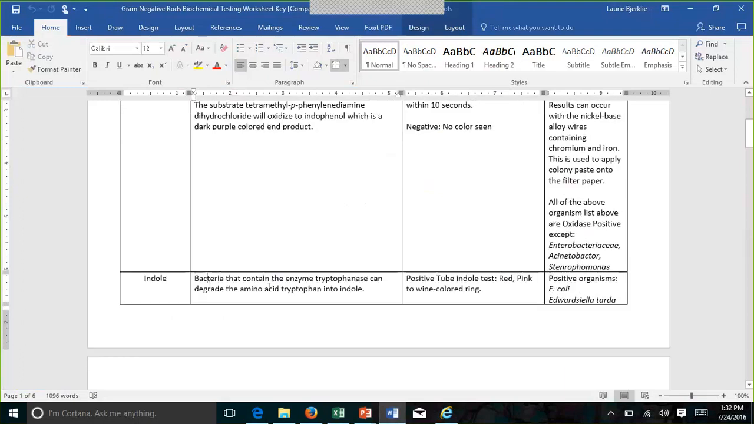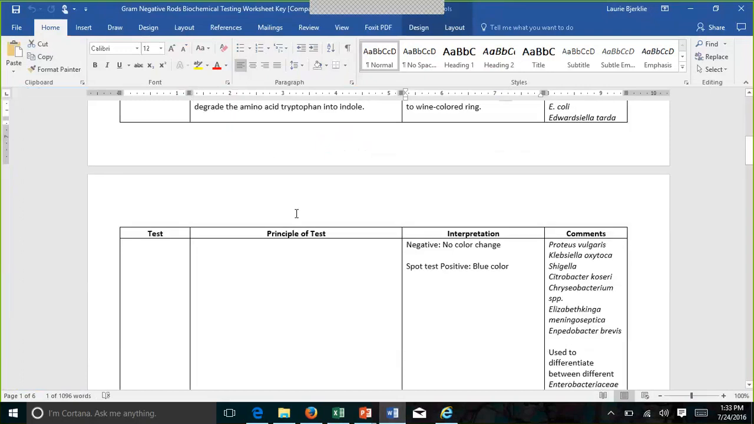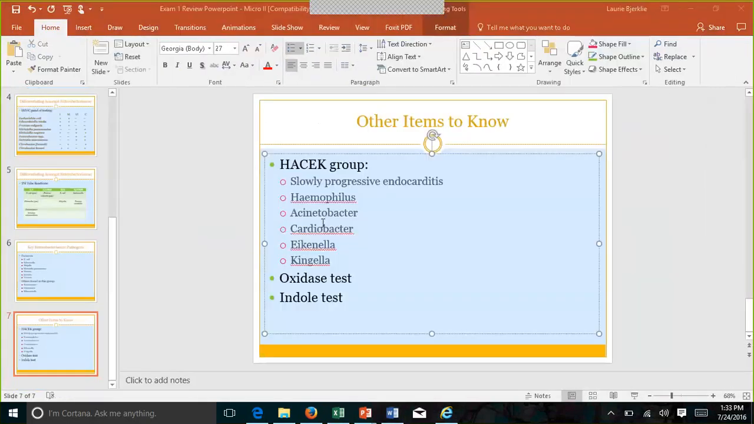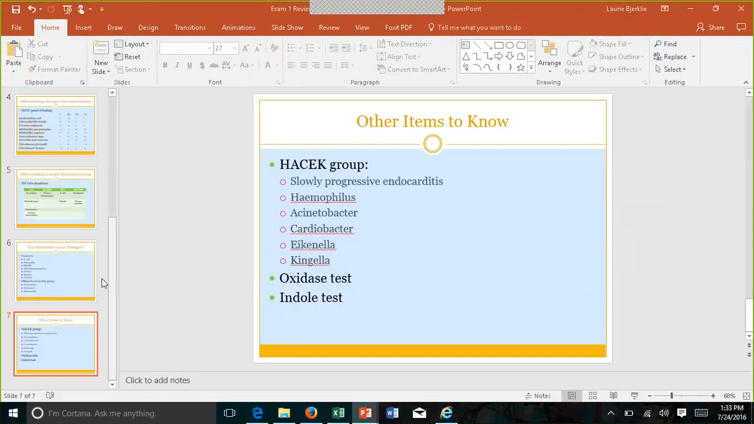And then indole, definitely should remember that it's looking for the enzyme tryptophanase. So it's looking to see if it can degrade tryptophan into indole. Huge, that's the principle of it. Definitely remember that. And again, the positive is typically a red color. And that's part of that IMViC reaction. So make sure you take those into note as well, and you should be fine.